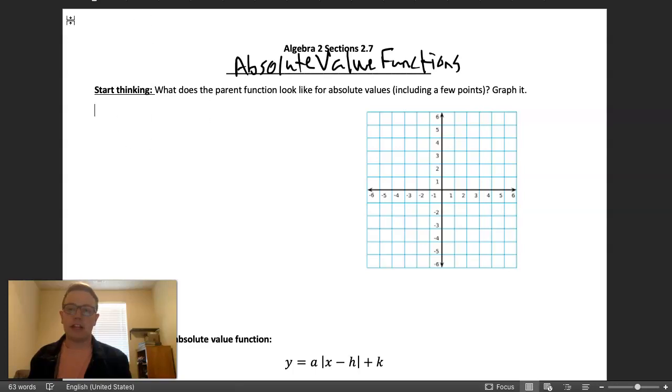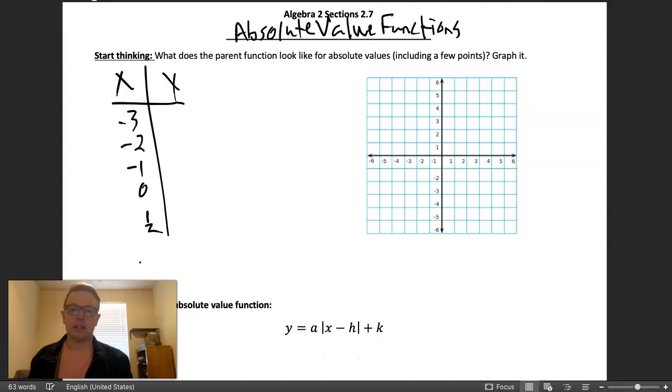So we'll create our x and y's. And let's go from -3 all the way up to 3. So the absolute value, right, this is y is equal to absolute value of x. For -3, what's the absolute value of -3? It's +3. -2, it's going to be +2, +1, 0, 1, 2, and 3.